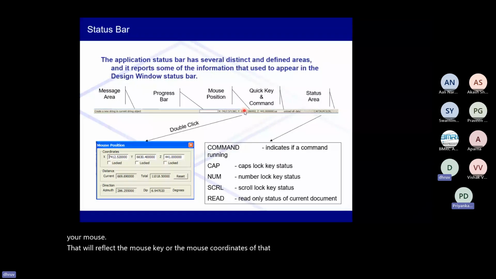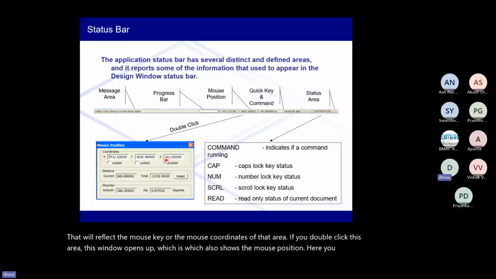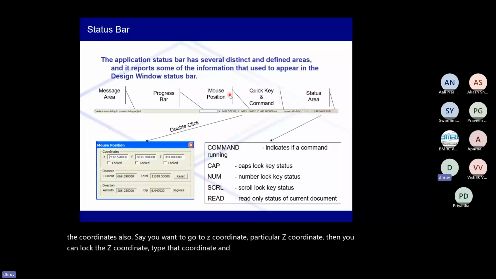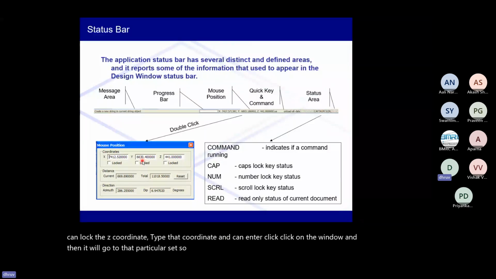If you double click this area, a window opens up which also shows the mouse position. Here you can log the coordinates also. Say you want to go to a particular Z coordinate, then you can type that coordinate and press enter, click on the window, and it will go to that particular Z. This way, in X or Y also, you can log the coordinates and go to a particular area.